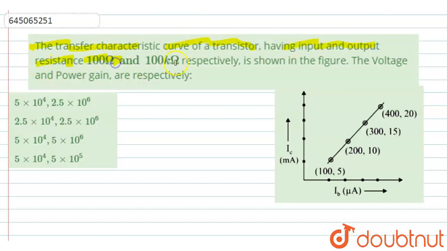The given question is the transfer characteristic curve of a transistor having input and output resistance as 100 ohms and 100 kilo ohms respectively, as shown in the figure. The voltage gain and the power gain are respectively. Okay, so we have to find the voltage and power gain, and these are the given options we have.